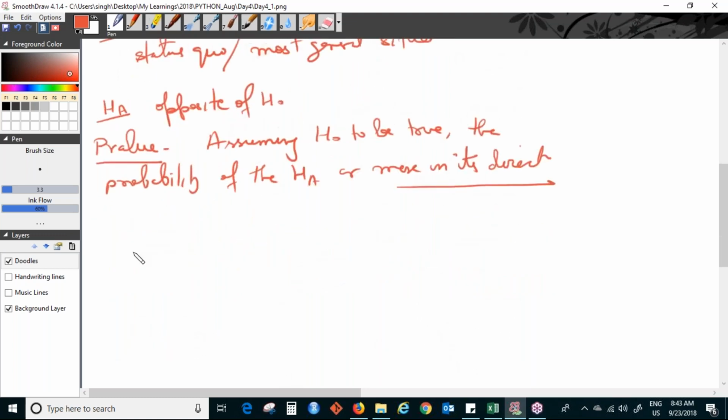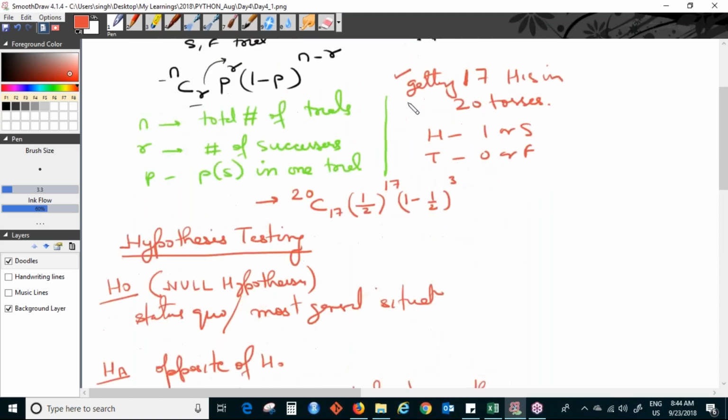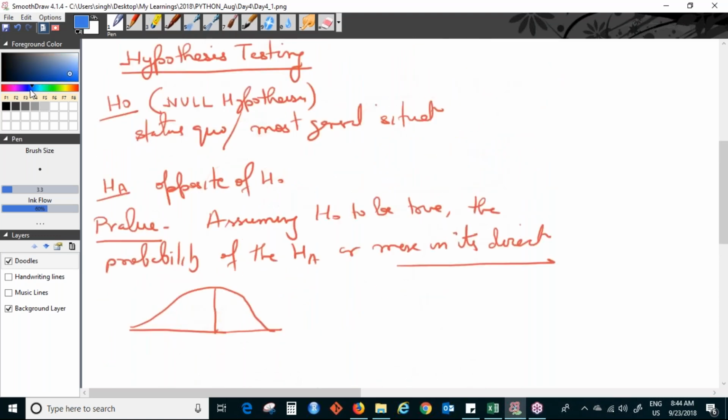Given the question, for example in this particular question that we have, getting 17 heads in 20 tosses of a coin, our null hypothesis will be that we start with the assumption that the coin is fair. This is our null hypothesis because we mostly see a fair coin. When a coin is fair, the probability of success will be 0.5, or you can say the probability of head is equal to 0.5.